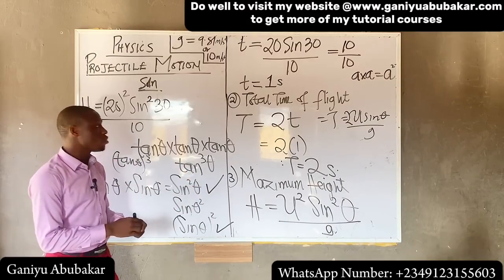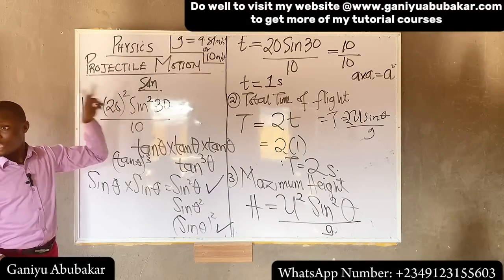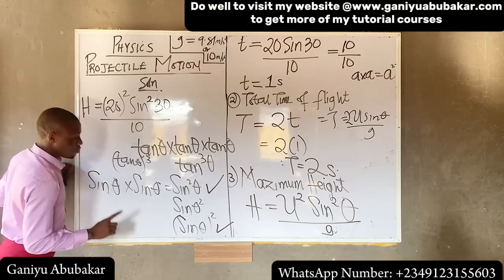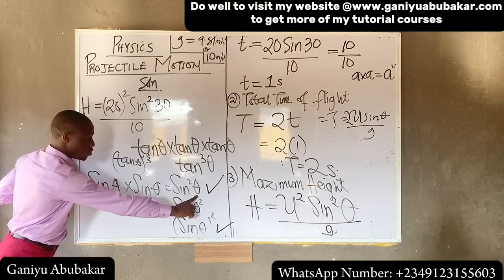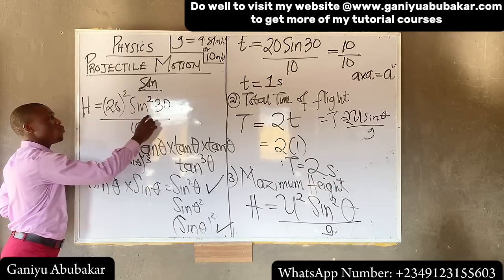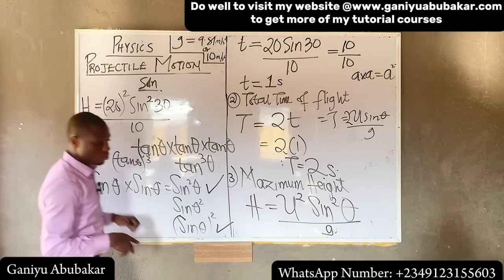So I'm having sine square theta. If I have sine square theta, it means sine theta times sine theta. If I'm having sine square 30, it means sine 30 times sine 30, in two places. That's the meaning.